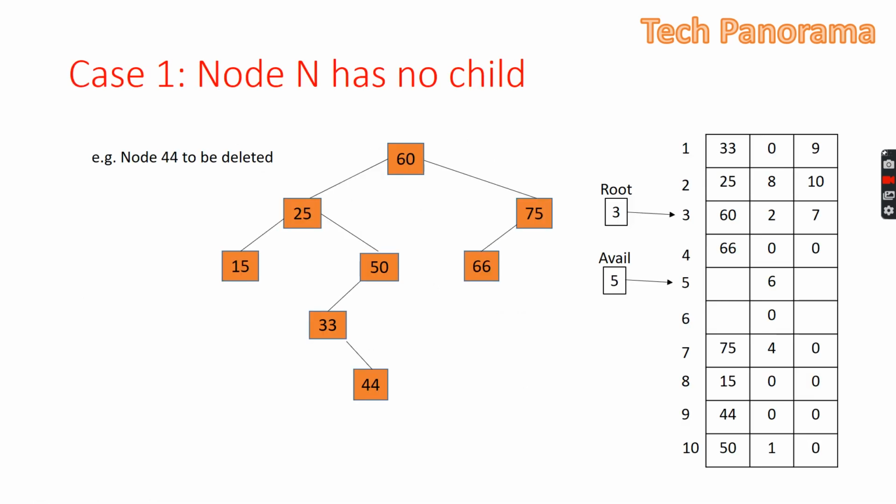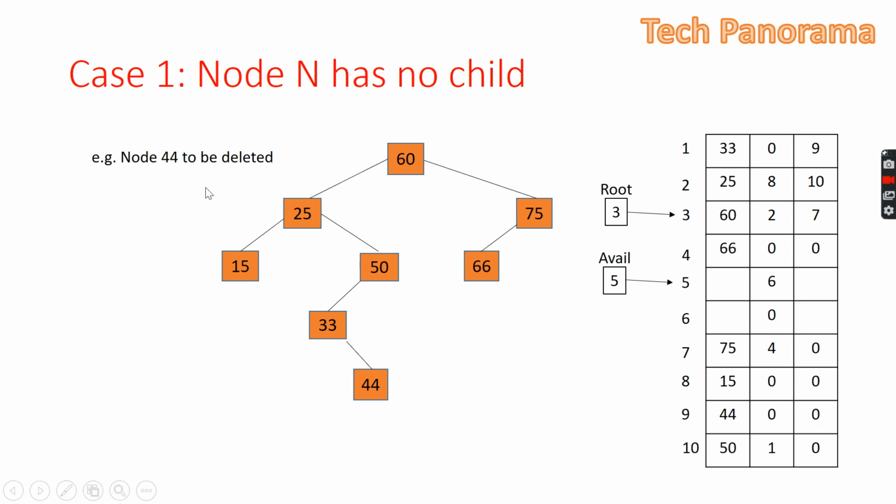For example, if we want to delete 60, 60 is our root, so we will delete this node. It will be our location and its parent will be null. But if we want to delete some other node, for example 50, then it will be your PTR, or we can say your location, and its parent will be 25.